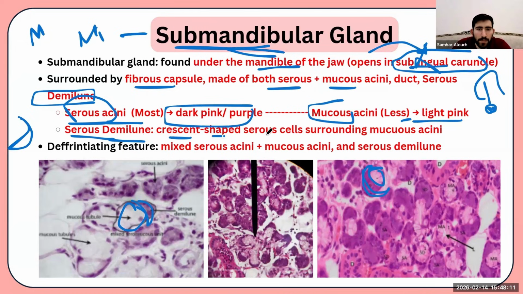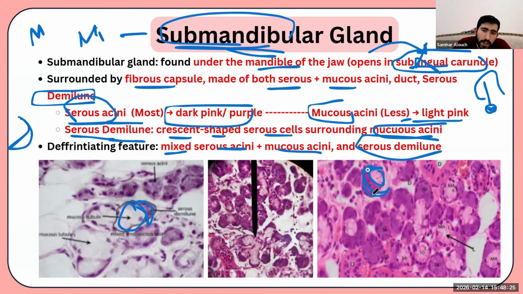demilunes, crescent shaped serous cells surrounding the mucus acini. Okay, it is crescent shaped. Okay, the differentiating feature for the submandibular gland is that it's a mix of serous acini and mucus acini, and it has serous demilunes, which is a crescent shaped serous acini surrounding the mucus acini.